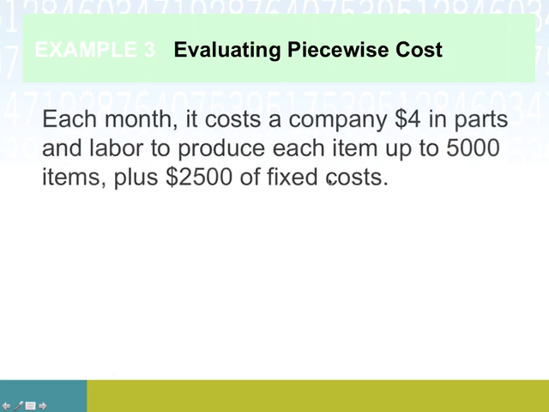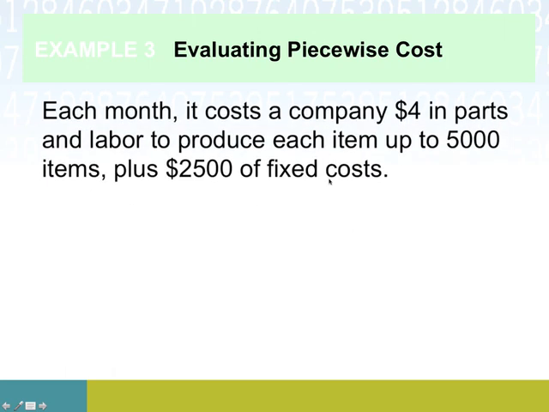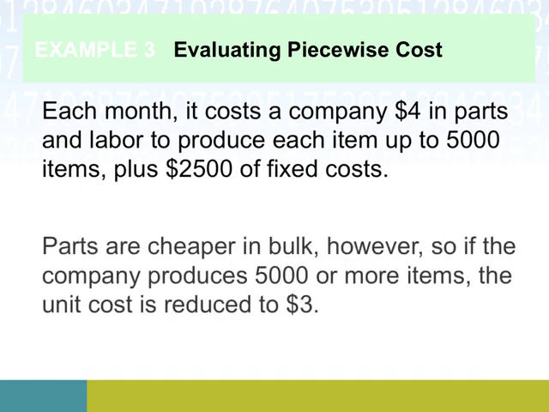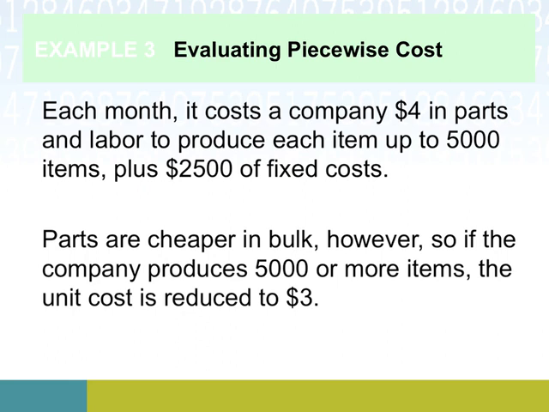Let's try it in context. Let's just say, for instance, we've got this company that's purchasing parts in order to make stuff. So it costs $4 in parts and labor to produce each of these items that they're making. And that's if they purchase fewer than 5,000 units. And then they've got some fixed costs. So this might be renting the facility, paying for labor, etc. However, if they buy all these parts to make the stuff in bulk, and in this case in bulk it seems to be defined as 5,000 or more, then it only costs $3 per unit instead.